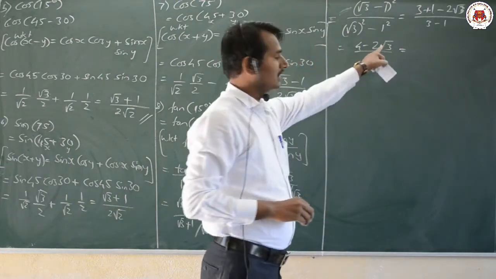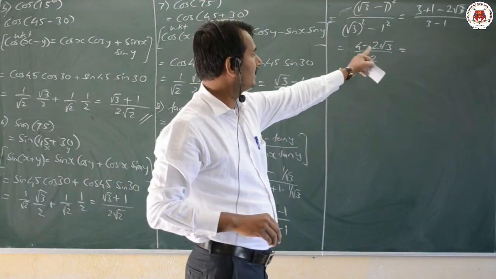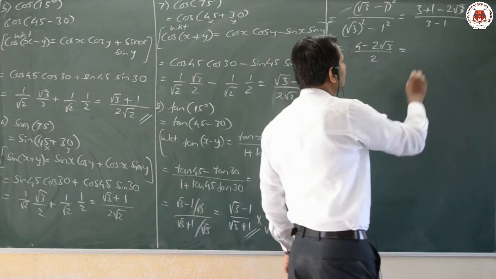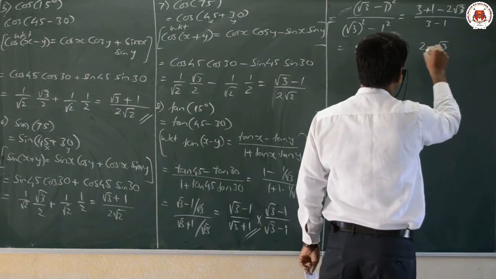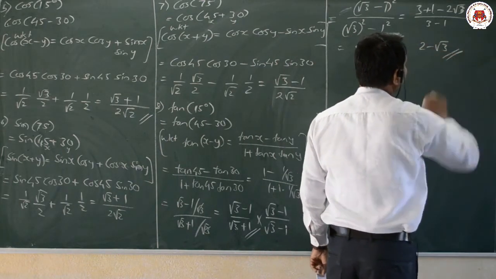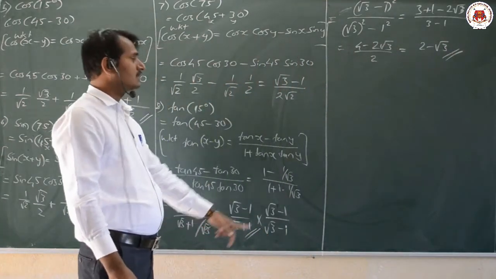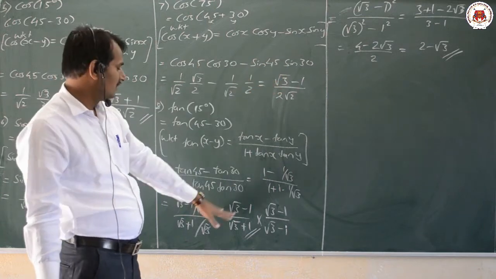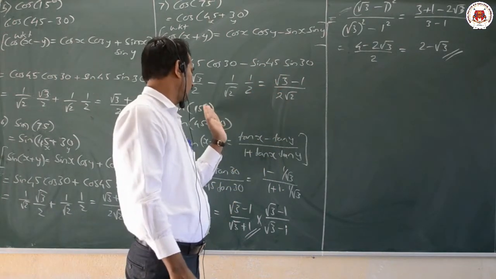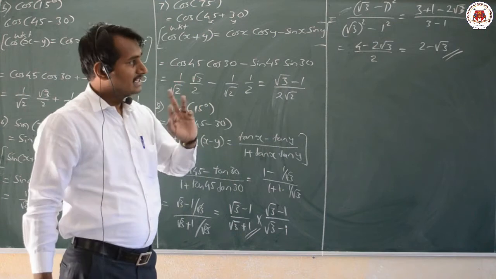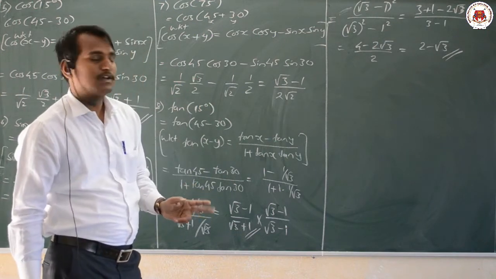Now if I take 2 common from the numerator, what I get is 2 minus root 3, and the 2 gets eliminated. That is also a required result. So either this or that you can use here. There are two forms for the value of tan 15. Similarly, students, you can find out the value of cot 15.